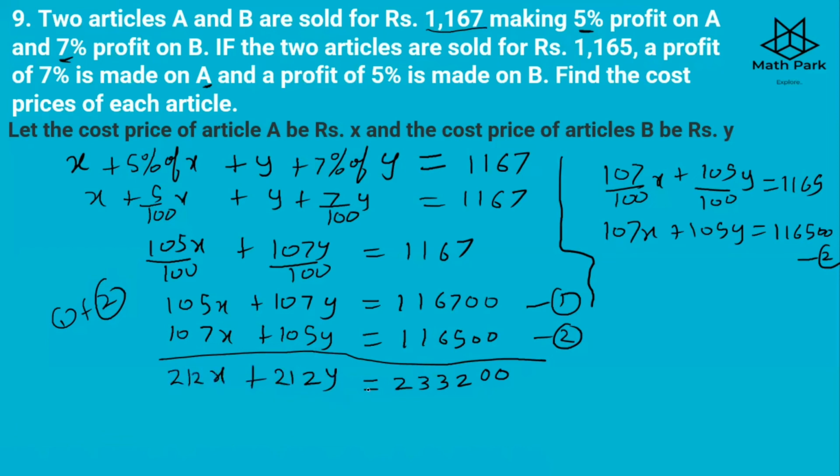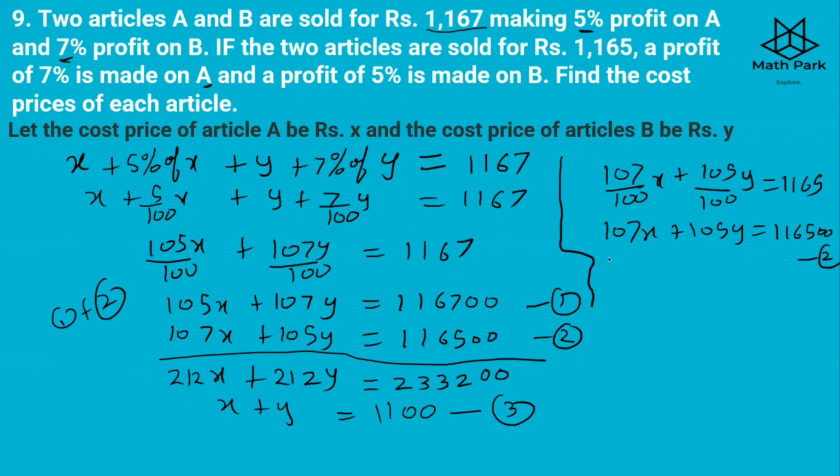Now, when you divide this throughout by 212, you get x plus y is equal to 1100. This is our equation number 3. Now what we do is we will subtract these two equations, so I'll just write here below this equation.